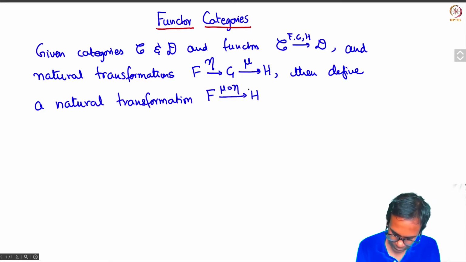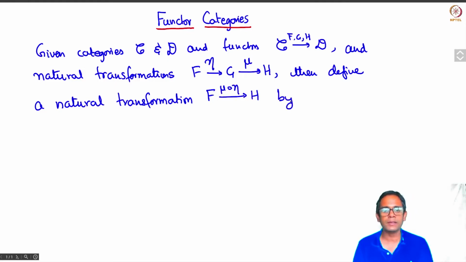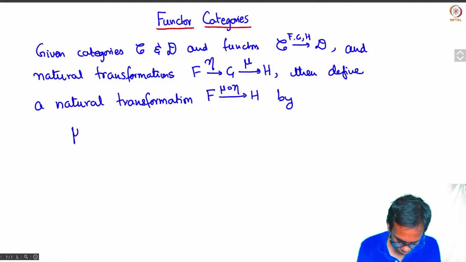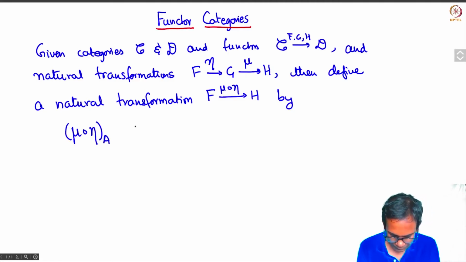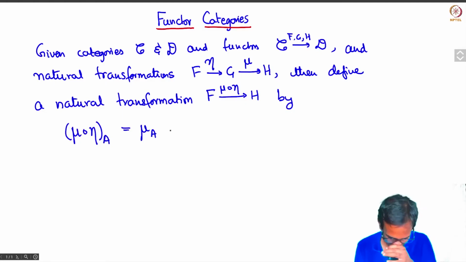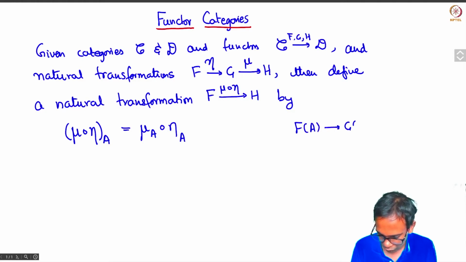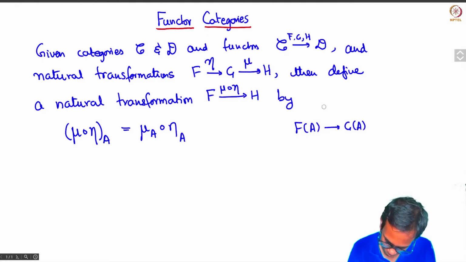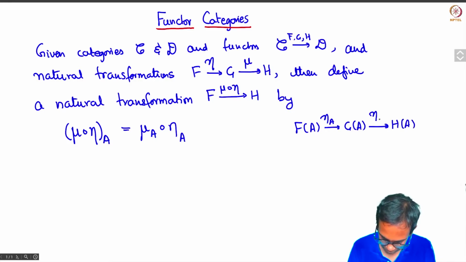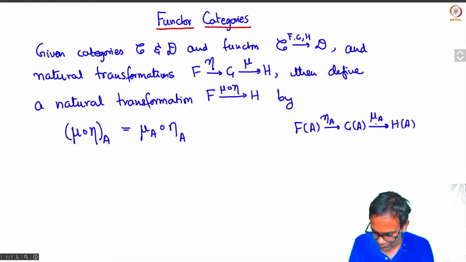We'll call it mu circle eta, and it's defined by, we need to say what it is for every object of C. So mu circle eta of every object A of C is mu of the object A circle eta of the object A. Recall that eta sub A is going from F of A to G of A, and from G of A to H of A we have mu subscript A. And so it makes eminent sense to compose them and get mu subscript A circle eta subscript A.